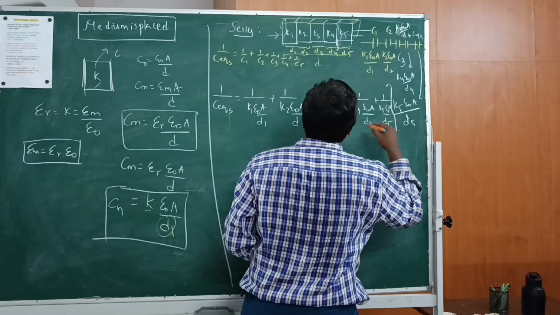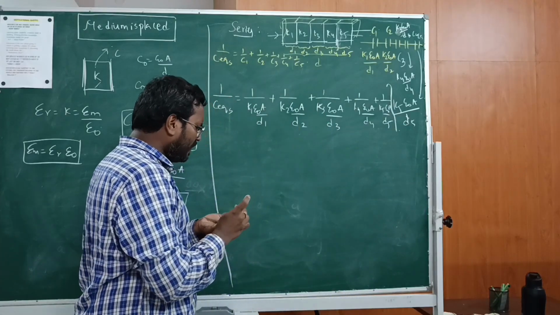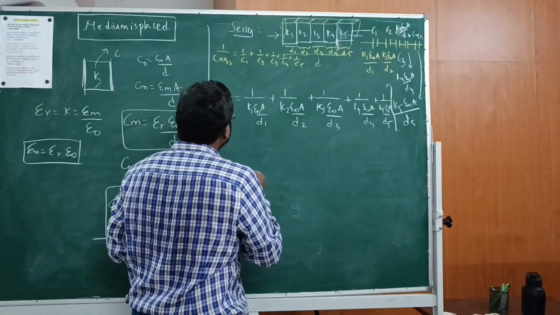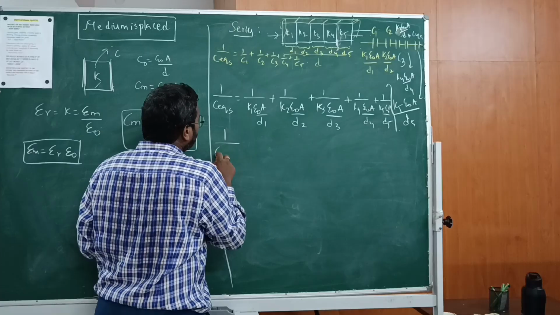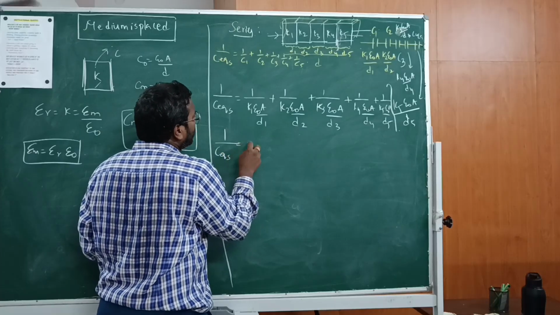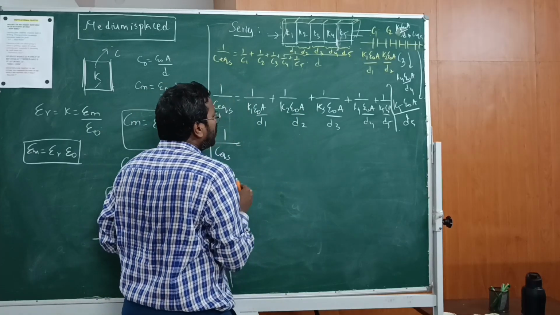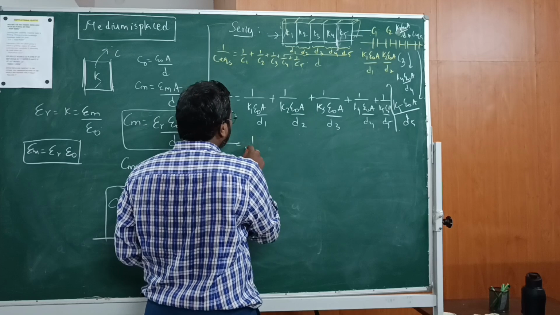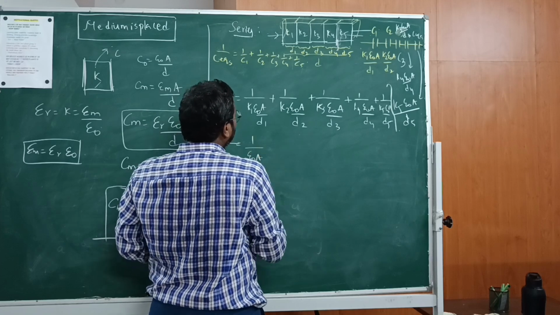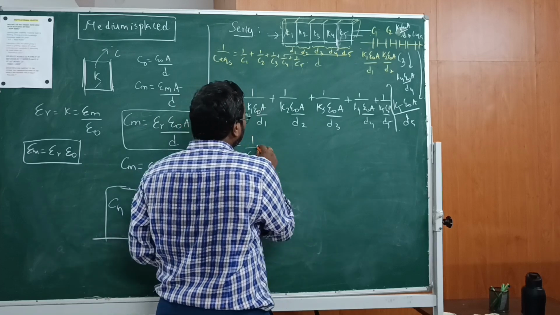So I hope you guys are getting this. Now how do we write 1 by C equivalent in series? All these epsilon naught A's are constants here. So we can take 1 by epsilon naught A common, and what is going to be there?